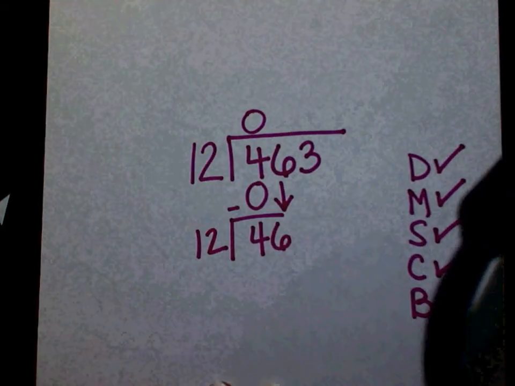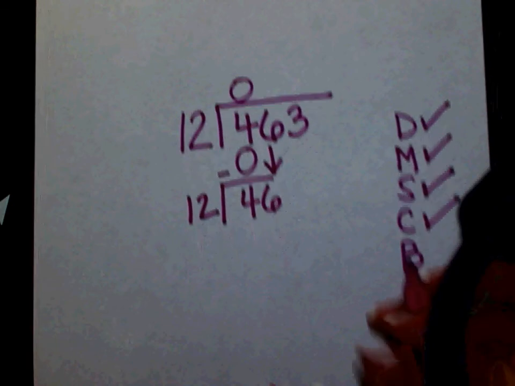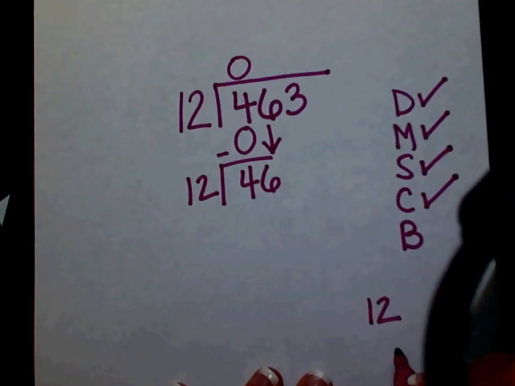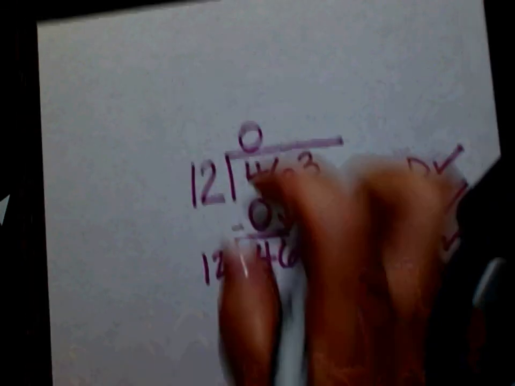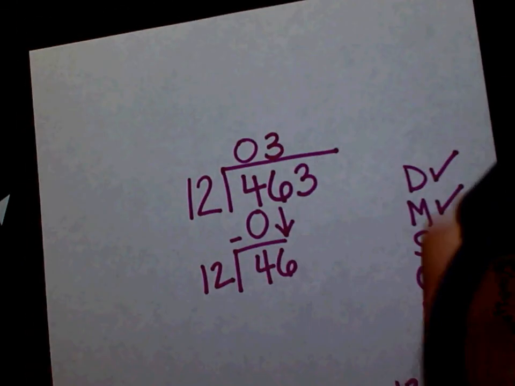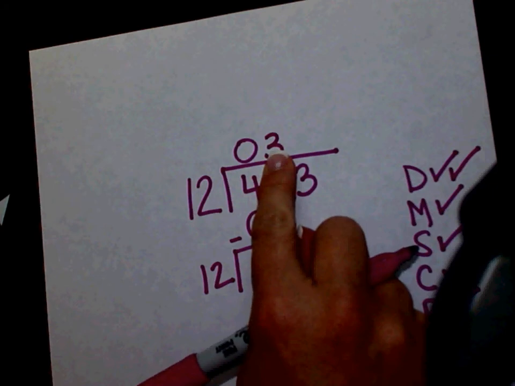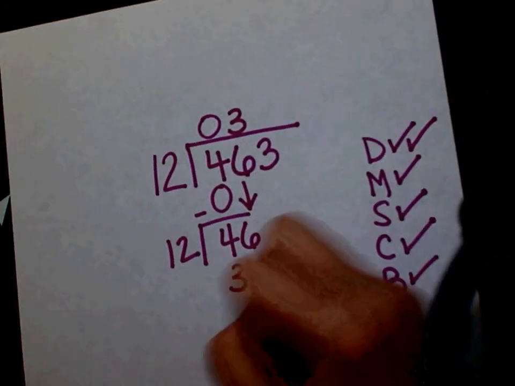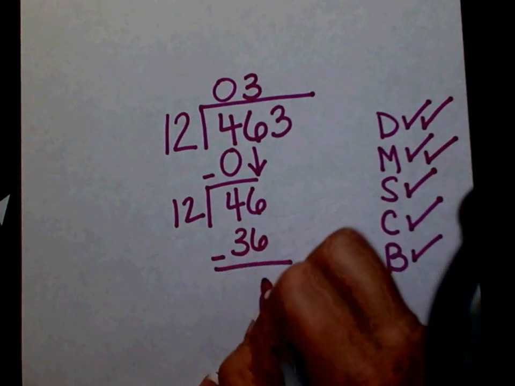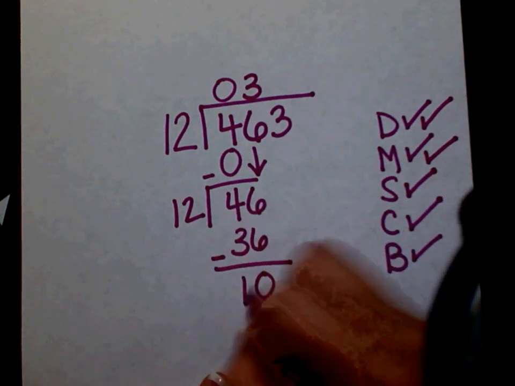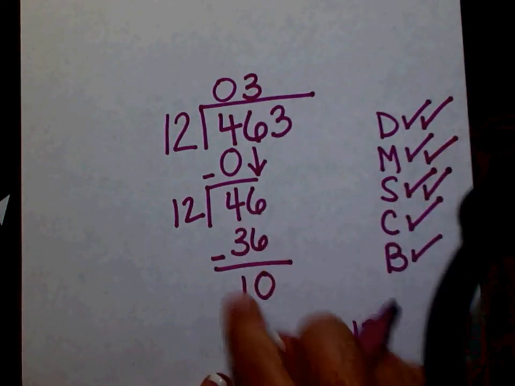It's now 46. If I don't know my 12s very well, I'm going to come down here and just write down my 12s. 12, 24, another 12 would be 36, another 12 would be 48. Well, 48 goes over, so I need to go back to 36. That's 1, 2, 3 times 12 is 36. So 3 times 12, 36. Multiply. Subtract. 6 minus 6 is 0. 4 minus 3 is 1. Subtract. Check, is 10 less than 12?